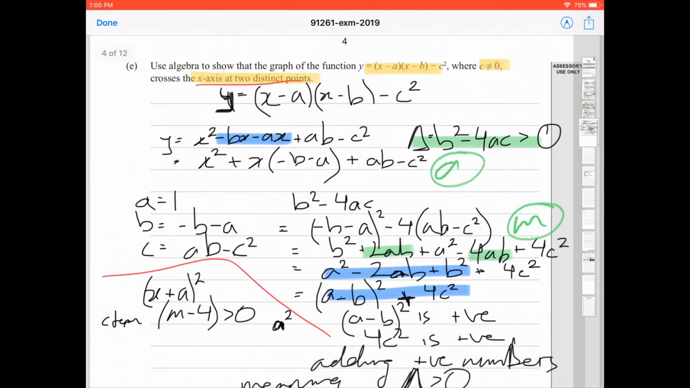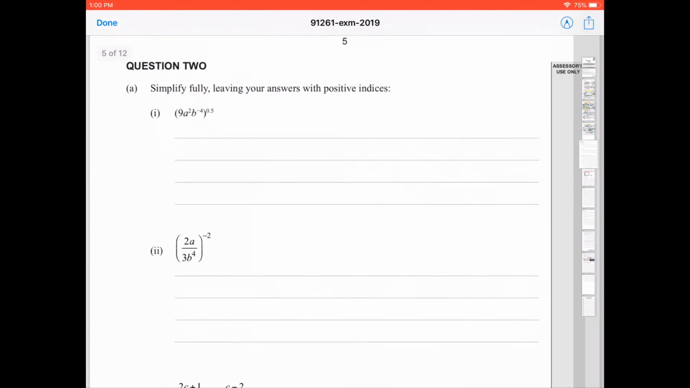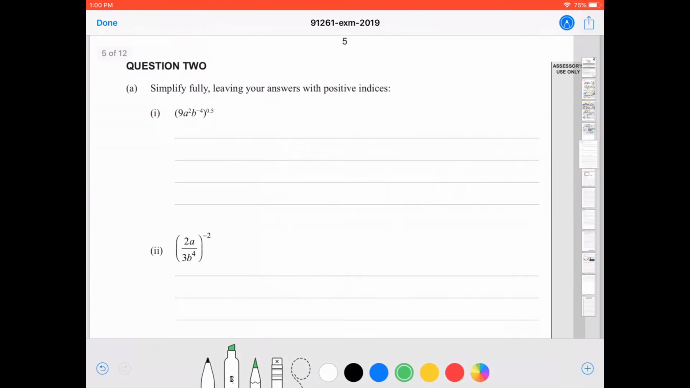Let's move on to question 2 now. So question 2, it says simplify fully, leaving your answers with positive indices. The first one here is 9a squared b to the power of negative 4 all raised to the power of 0.5. So each term here is raised to the power of 0.5.